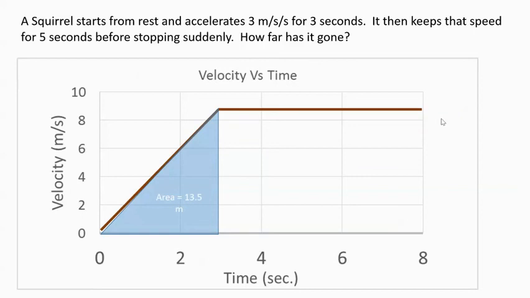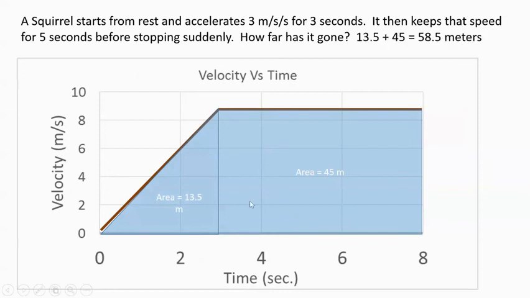The first part is a triangle. Okay, and 1/2 base times height, it's 9 times 3 divided by 2, and that would give you 13.5. And the next part of the graph is a rectangle, which would be 9 times 5, or 45. If you add those together, then you get that the squirrel traveled 58.5 meters. So we're able to start with velocity information and figure out where something is, right? And that's the goal of this exercise.